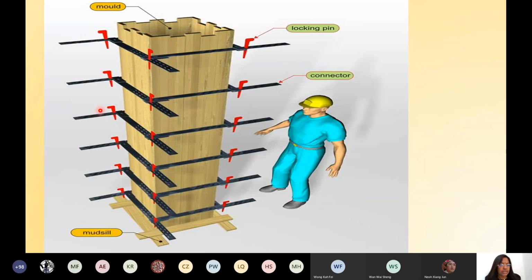What are the parts? This one is the mold. The whole structure is called the mold, and this is the locking pin. If you see the video, I will show you later how this locking pin is assembled. So first of all, start from here. They put the sill plate, and then the wooden planks are arranged. These wooden planks are supported by these bracings. These bracings are connectors, and these connectors end with locking pins. There is overlapping, and locking pins are there so that you can keep the planks in position.